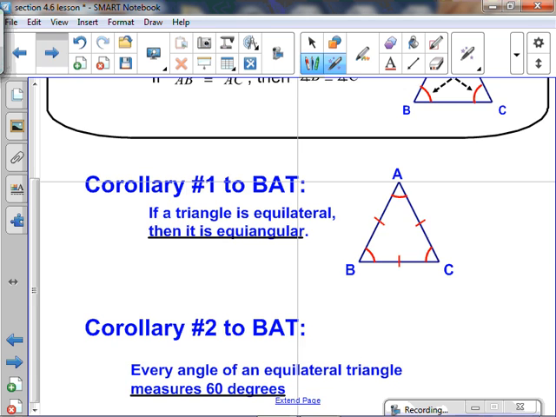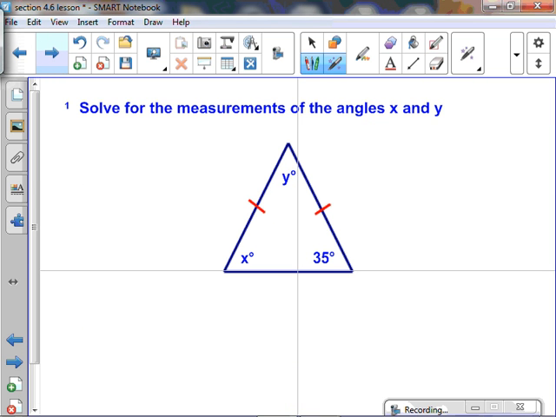Let's do some math with this. Solve for the measurements of the angles x and y. We are going to immediately use our base angles theorem, which remember says that if these 2 sides are the same, then the 2 angles opposite them are also the same. So you immediately know this one's 35, so x over here must be 35. Let me get a permanent pen instead of my magic pen. I'm going to go with green today. We've got x has to equal 35 degrees.